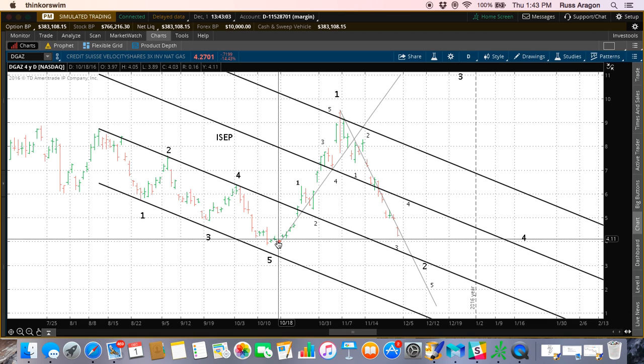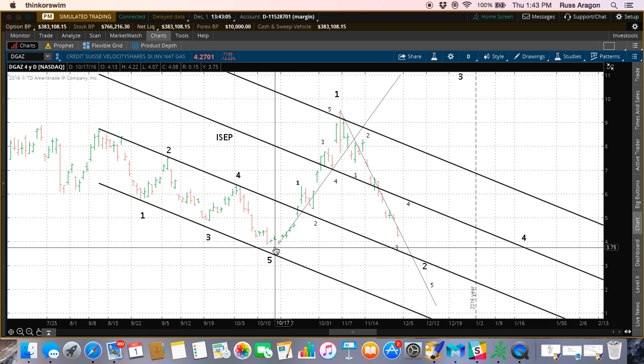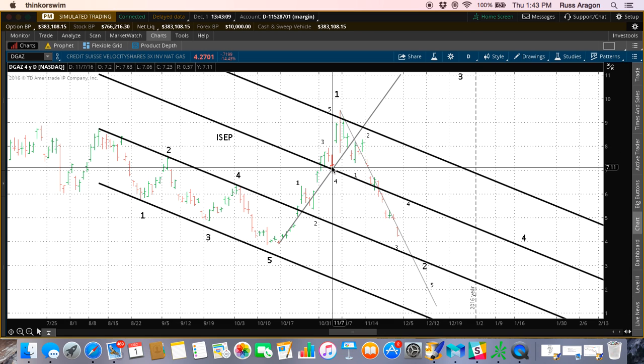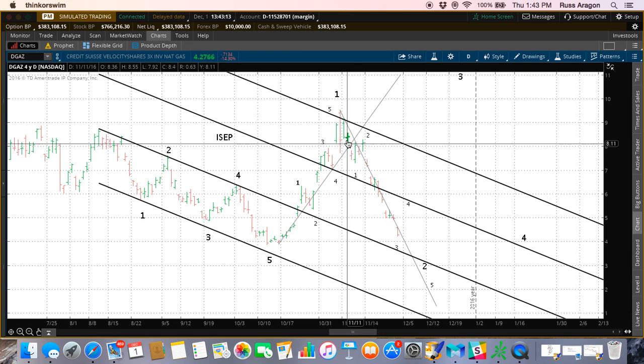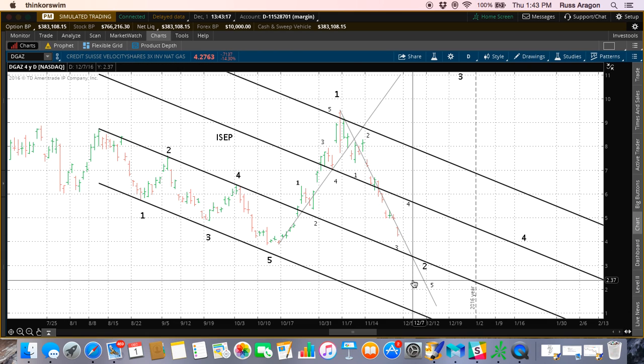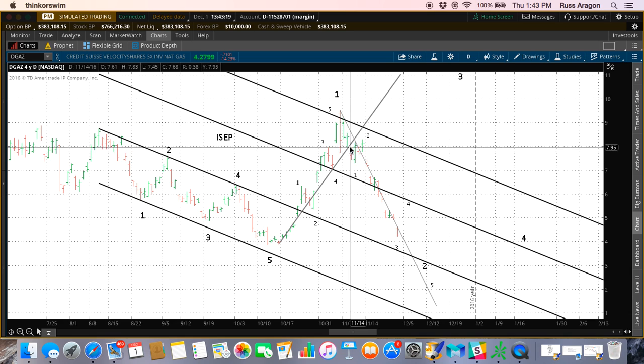You know as well from our teachings that once we get this pattern in, once we get P4 in right here, mini P4, we draw a 0 through 4 center line, right? Once price crosses that line, we should get 5 pivots this way. Look at how beautifully it gapped that.